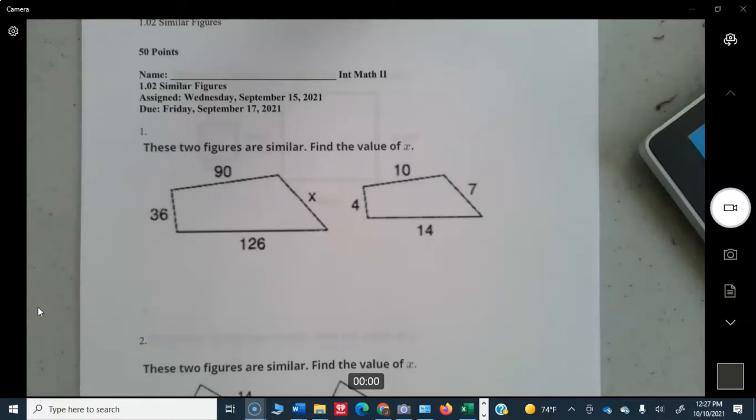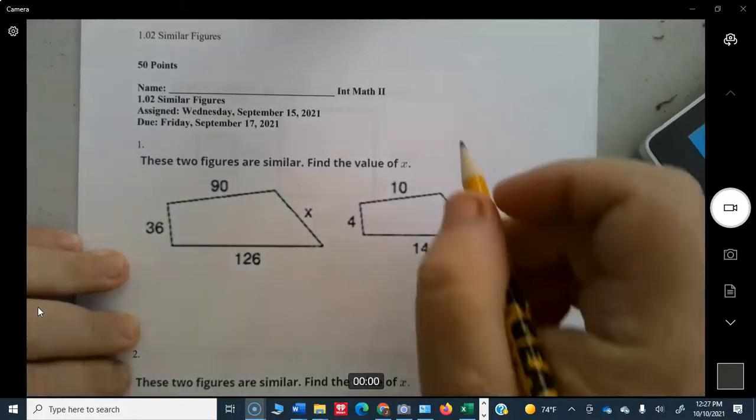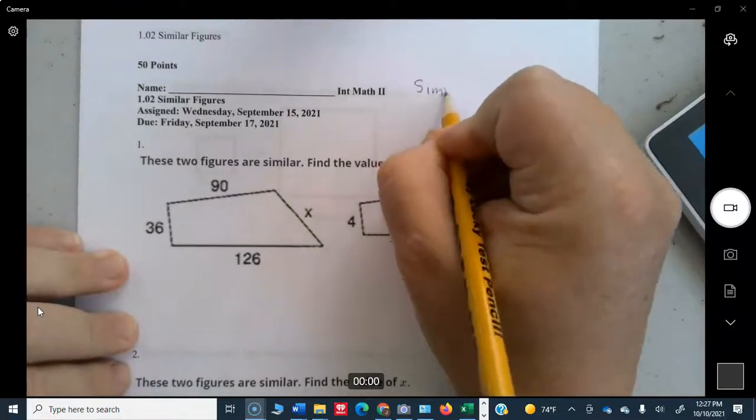Integrated Math 2. This is lesson 1.02. The subject is called similar figures. So what is a similar figure? Let's go ahead and write down a definition.